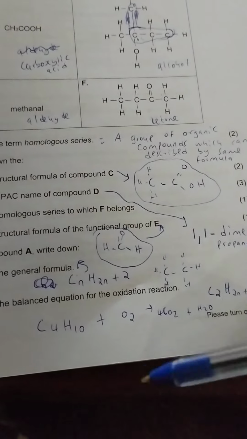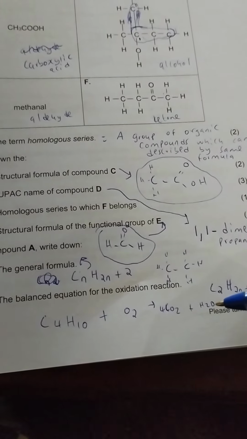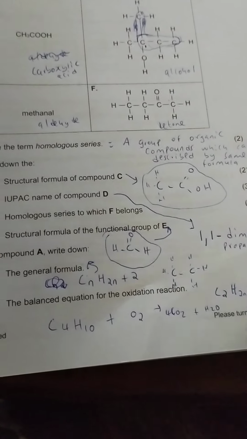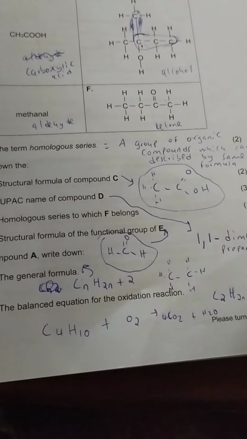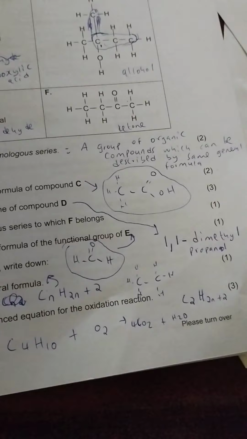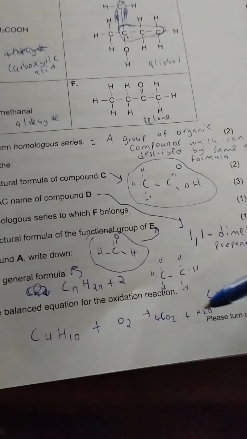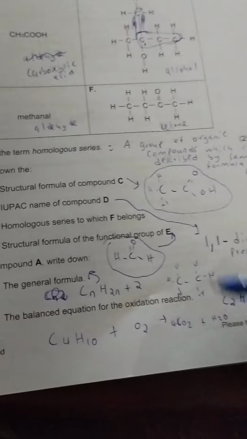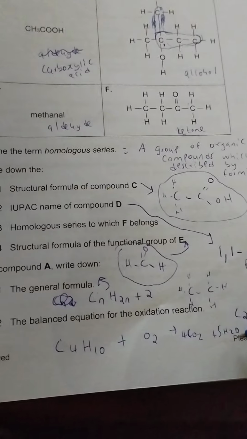Also, I'm looking for hydrogens. Okay, I lost the plot. It's 10 hydrogens here. Here, I'm going to have only 2 hydrogens. Remember, the aim is to have 10, so I must be careful now. I'm having 10 this side, and here the hydrogens are only 2. So let's just put a 5 there. 5 times 2 becomes 10, which I think is sorted.